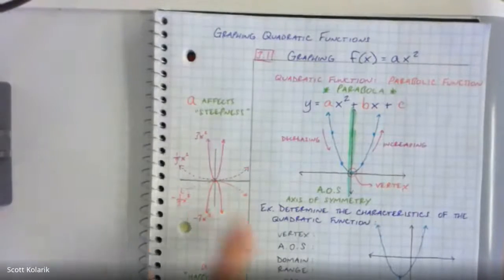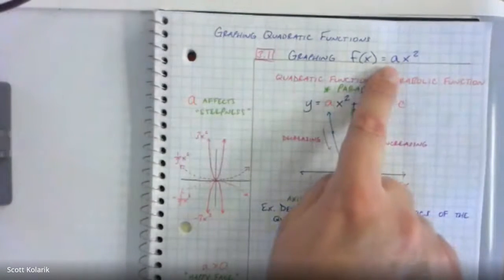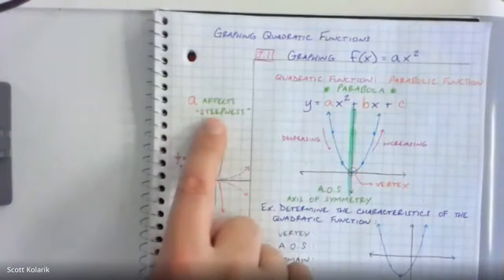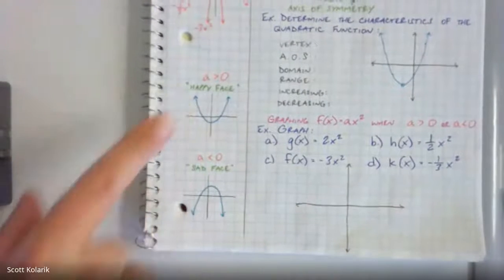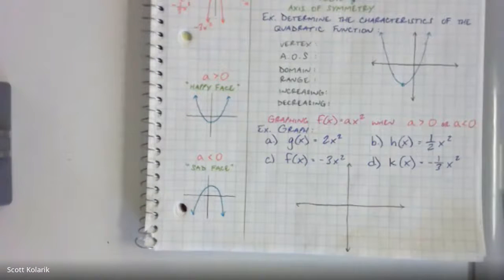Okay? So a can affect the steepness. The bigger a is, the steeper it gets. The closer to 0 that a gets, the shallower it gets. Okay? So a affects the steepness. The other way a affects it's a little bit simpler, okay? And that has to do with whether it's happy face or sad face, okay? And this simply has to do with whether it's positive or negative, okay? And so this one's a lot simpler version.